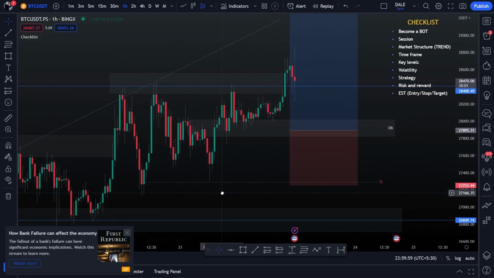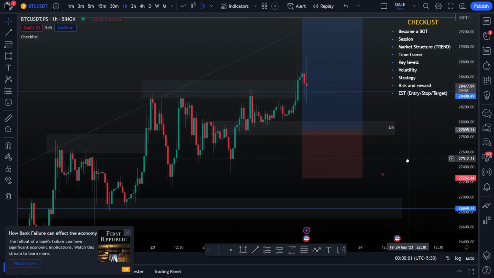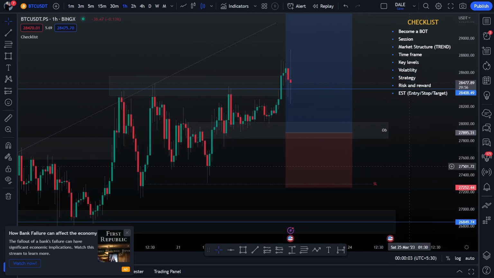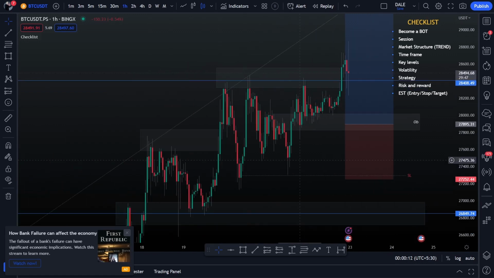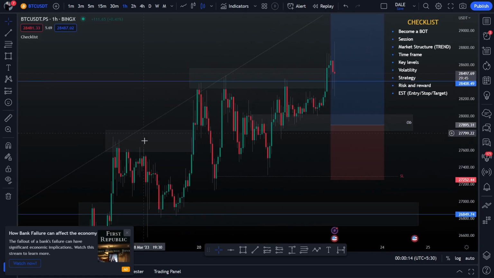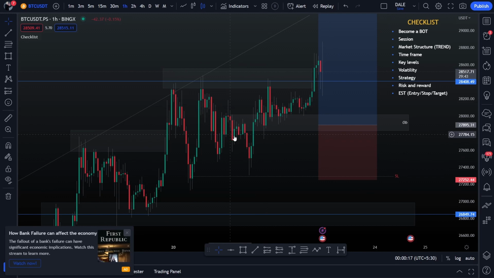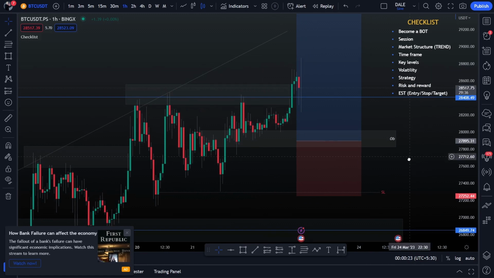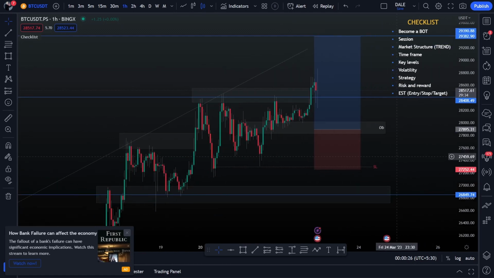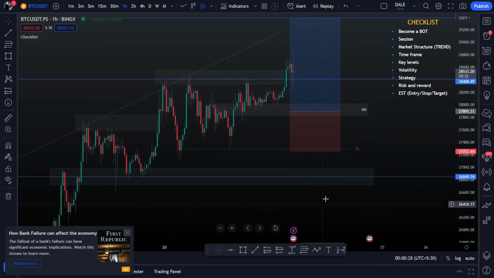Okay, so we got the perfect market structure now. We identified the trends and concluded which time frame we're going to trade, and that is 1 hour. And then we analyzed the key levels, the support and resistance. You could use any indicator based on your confidence. The next one, we have to check the volatility. That is also pretty significant here because we need to make sure the market is really going to move.